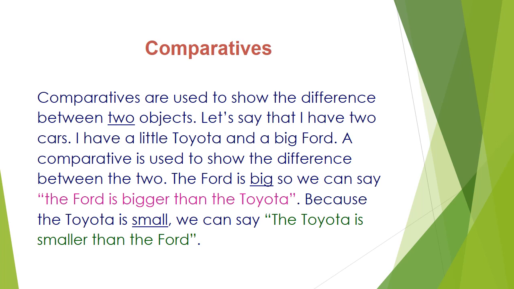Comparatives. What is comparatives? They say comparative are used to show the difference between two objects. Let's say that I have two cars. I have a little Toyota and a big Ford. A comparative is used to show the difference between the two. The Ford is big, so we can say the Ford is bigger than the Toyota because the Toyota is small. We can say the Toyota is smaller than the Ford. Okay? Comparatives are used to show the difference between two objects.